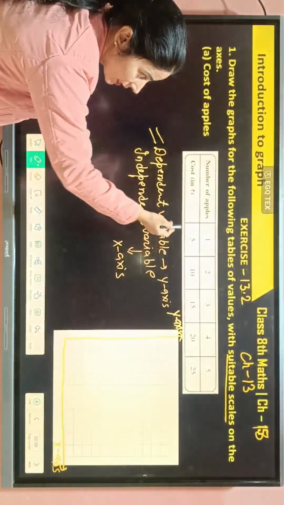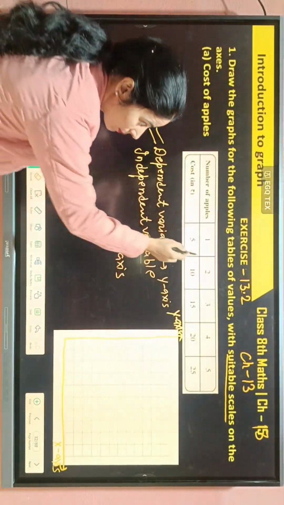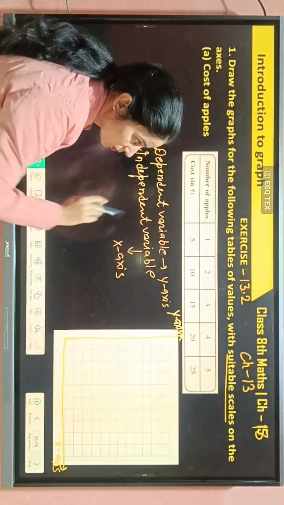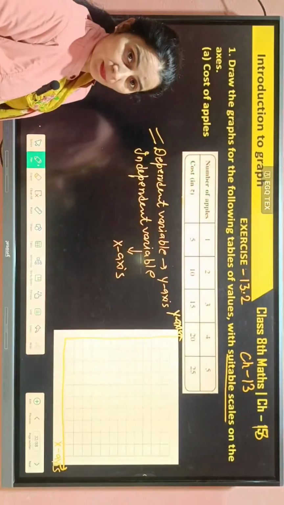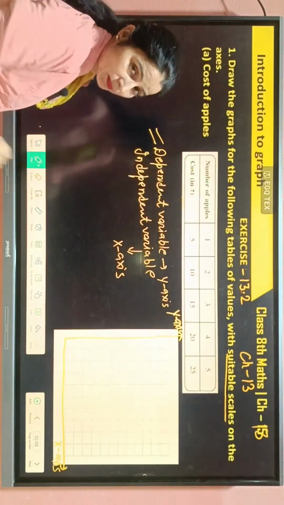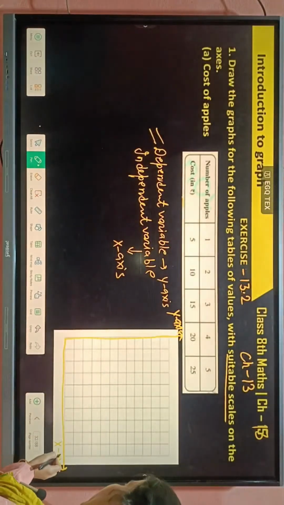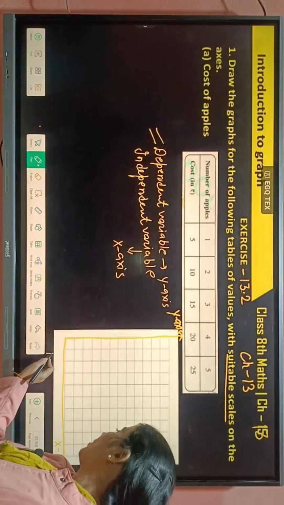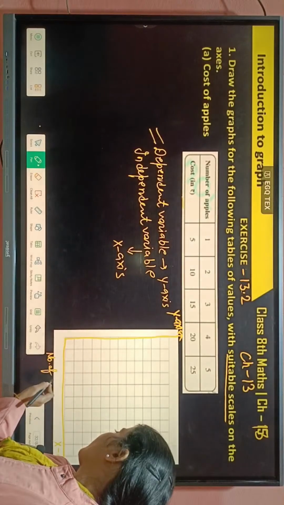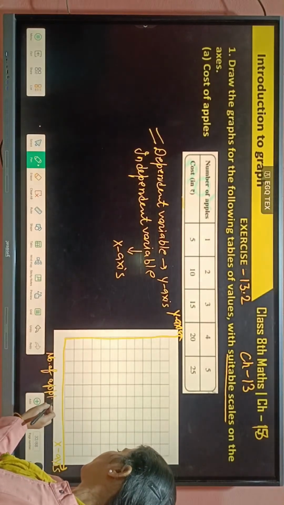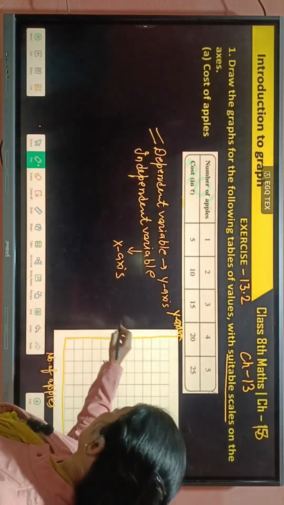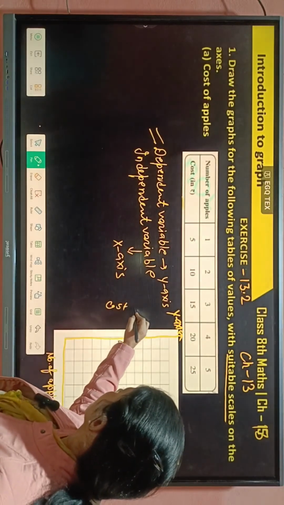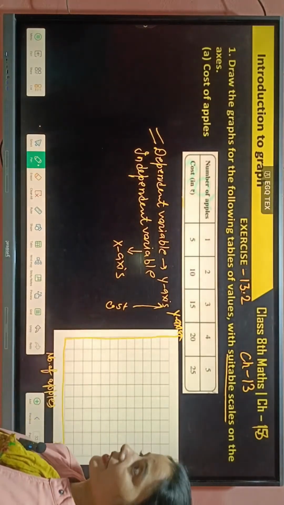Let us see. This cost is depending on number of apples. 1 kg or 1 apple cost is 5. 2 apple cost is rupees 10 and 3 apple cost is rupees 15. So this cost is depending on number of apples. So these are independents. So independent event we have to consider on x-axis. I will write number of apples. Number of apples are varying on x-axis and this cost will vary on y-axis.